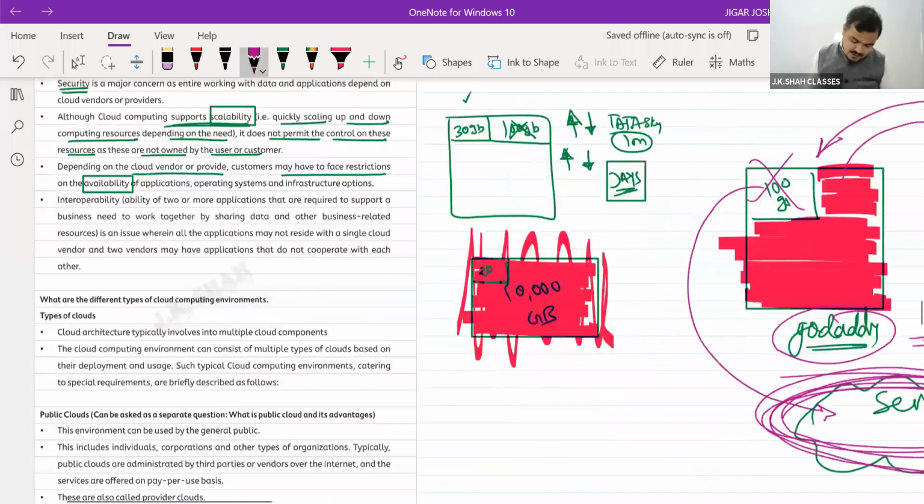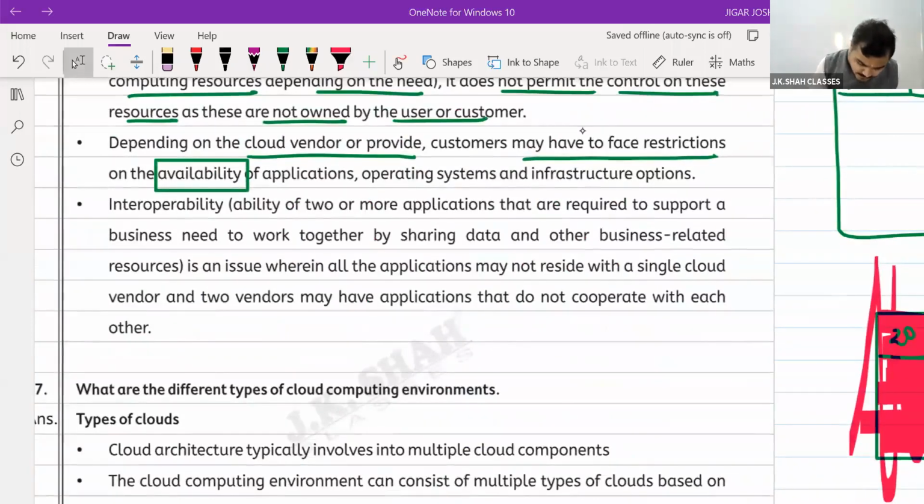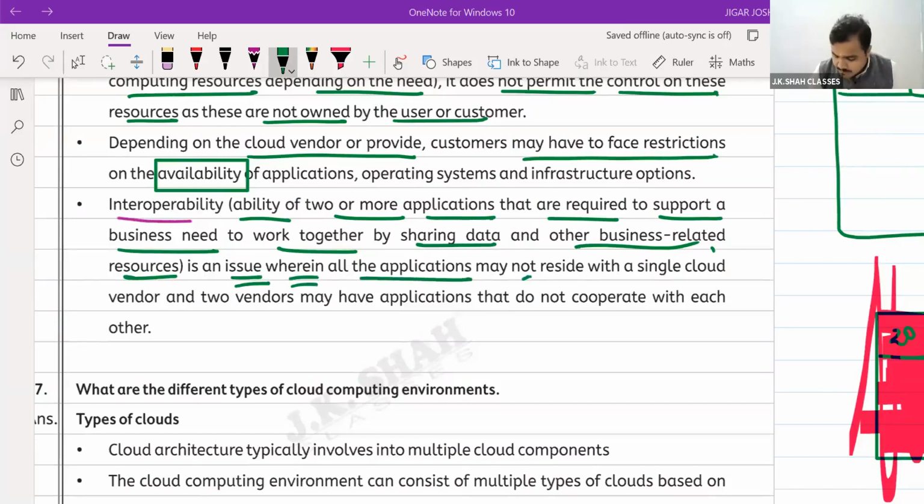Let's see the last restriction very carefully. Interoperability is the ability of two or more applications that are required to support a business need. It means if you want to provide services to a consumer, you require that both the applications work together by sharing the data and other business-related resources, wherein all the applications may not reside with a single cloud vendor. Some applications you have with Amazon Web Services, some with GoDaddy. They may not cooperate with each other and you can't provide the services.